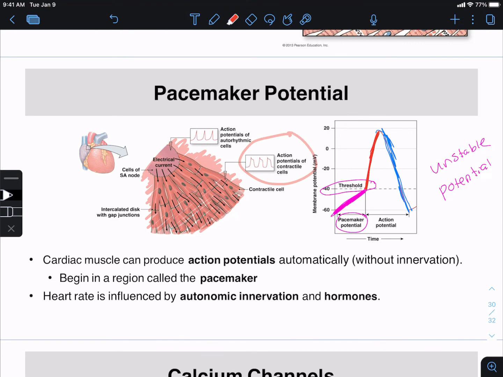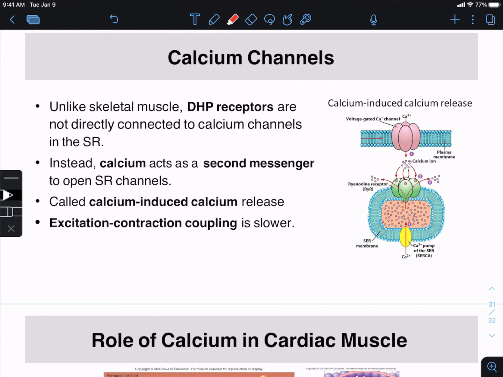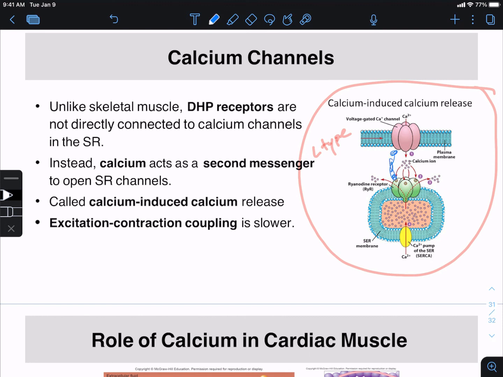Here are my action potentials in my contractile fibers. The calcium channel that is found in my contractile fibers is shown here. This is my L-type calcium channel. It is similar in relationship to the DHP receptor, but it's not the same. If this were skeletal muscle, this would be tethered physically to my ryanodine receptor, but in cardiac muscle it is not, and in smooth muscle it is not.